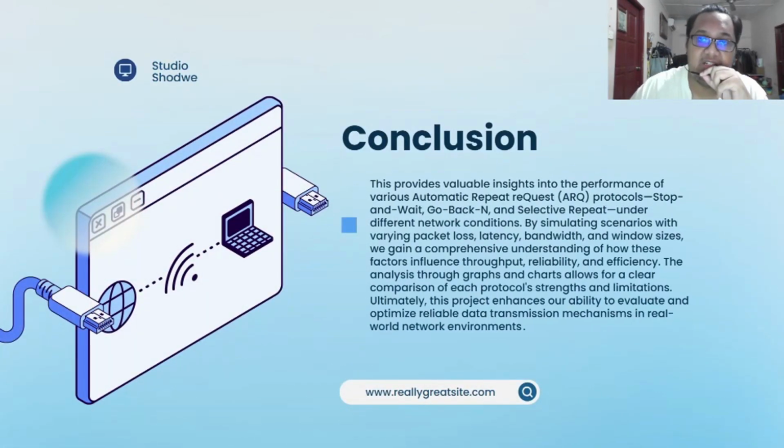Conclusion: this provides valuable insight into the performance of various automatic repeat request protocols, stop and wait, go back N, and selective repeat, under different network conditions. By simulating scenarios with varying packet loss, latency, bandwidth, and window sizes, we gain a comprehensive understanding of how these factors influence throughput, reliability, and efficiency. The analysis of graphs and charts allows for a clear comparison of each protocol's strengths and limitations. Ultimately, this project enhances our ability to evaluate and optimize reliable data transmission mechanisms in real-world network environments.